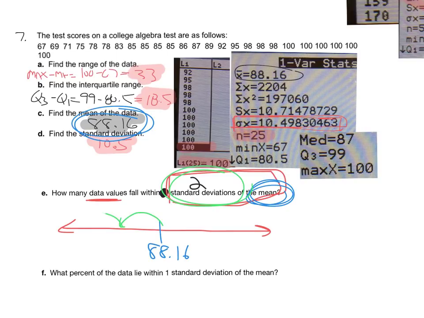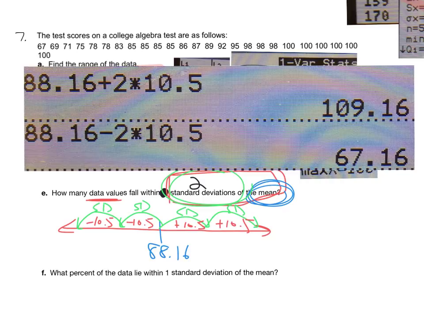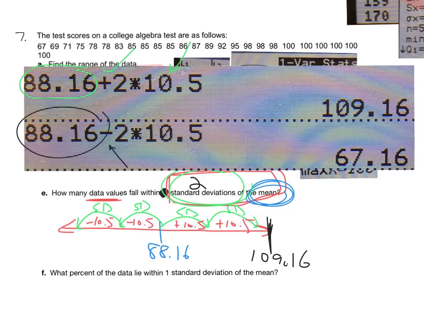And what we want to do is go 2 standard deviations to the left and then 2 standard deviations to the right. Since our standard deviation is 10.5, I'm going to be adding 10.5 twice and then subtracting 10.5 twice to get a range. So here's what I did on my calculator. I took the mean, 88.16, and I added 2 times the standard deviation, 2 times 10.5, and that gave me 109.16. And here I took the mean, 88.16, and I subtracted 2 standard deviations.